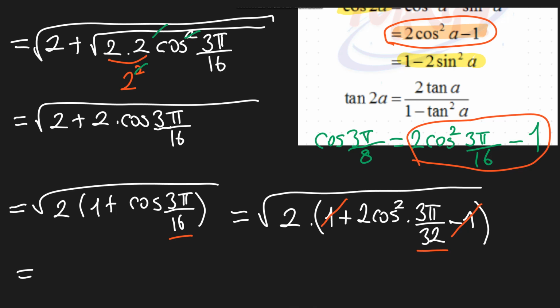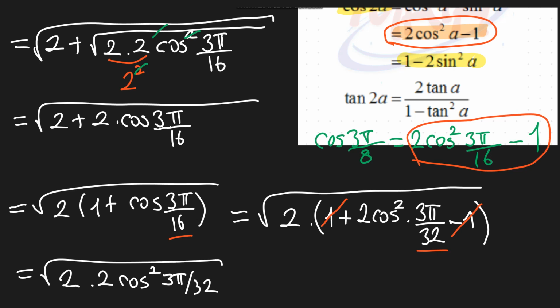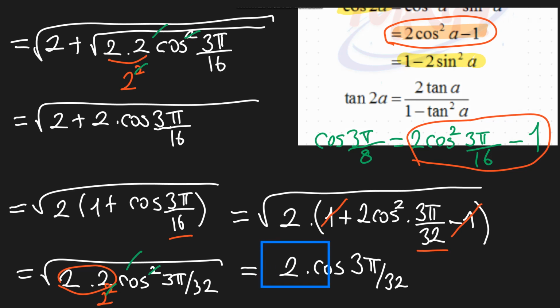We end up with 2 times cosine square 3 pi over 32. Finally, we are getting rid of the last square root. Squares and square root cancel, and it gives us 2 times cosine 3 pi over 32, which is our answer.